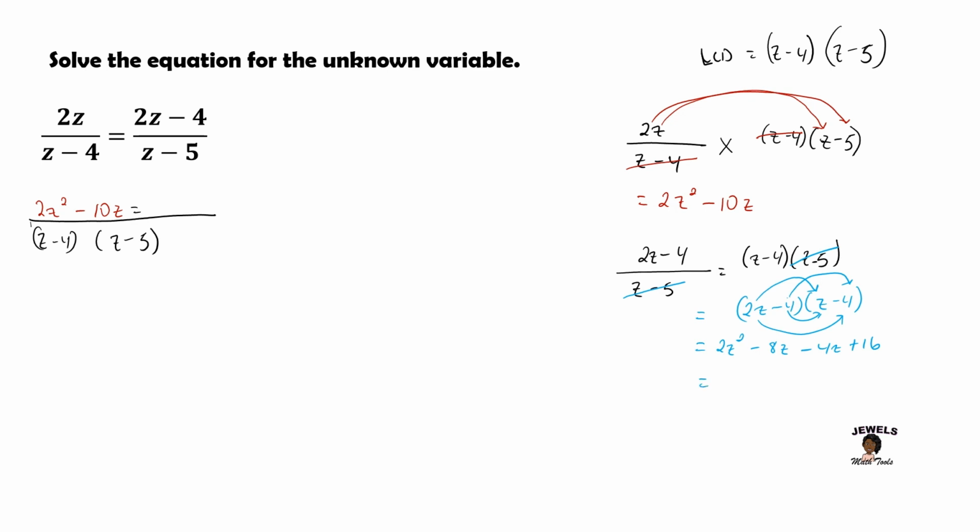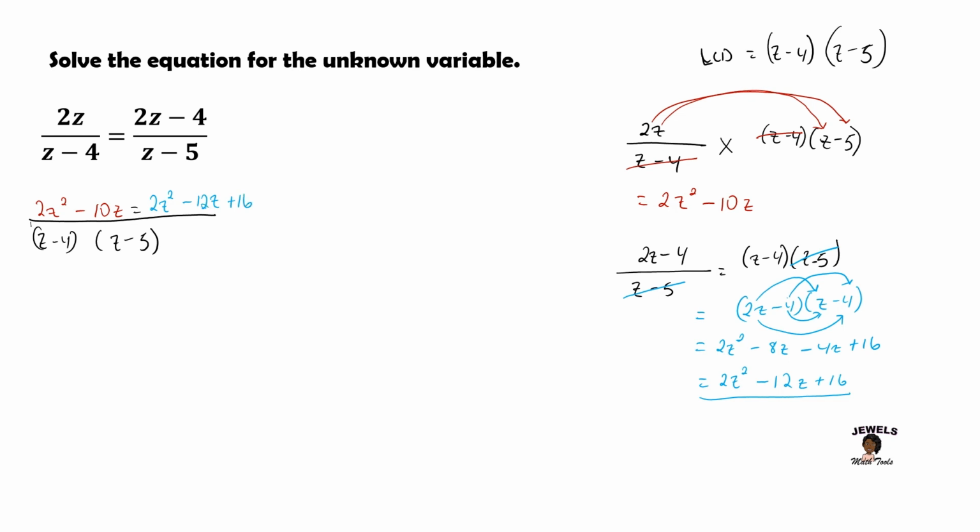So let's simplify. We're going to return our 2z squared. Negative 8z minus 4z will equal negative 12z. Remember, our rules of integers tell us with the two negatives to add the numbers, keep the negative sign, and I'll return my plus 16. Okay, so this would be my equivalent form, which is 2z squared minus 12z plus 16.